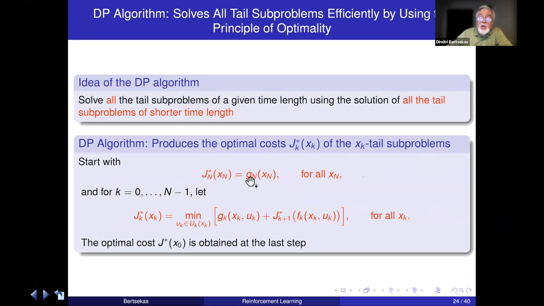So I go backwards here, starting from this, compute J star n minus one of x n minus one by using this recursion, and then go to k equals n minus two, n minus three, and so on. And at the last step, I obtain J zero star of x zero, but that's the optimal cost of the tail subproblem from the initial state, which is the cost of the problem that I was trying to solve, the optimal cost of the original problem. So that's dynamic programming for you. Cranking backwards this iteration and generating at every step the corresponding optimal cost of the tail subproblems.